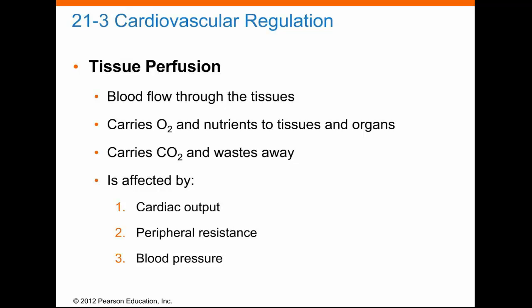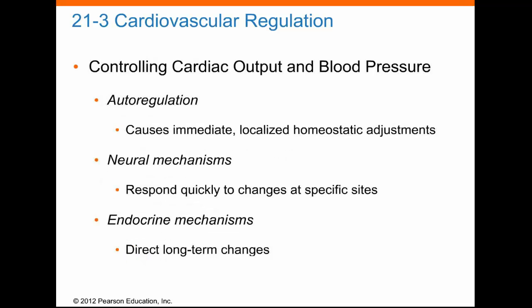Tissue perfusion. So blood flow through the tissues. It carries oxygen and nutrients to the tissues and organs, and it carries carbon dioxide and waste products away, which is just what I spoke about in the last diagram. It's affected by cardiac output, peripheral resistance, and blood pressure, which is what we've just discussed.